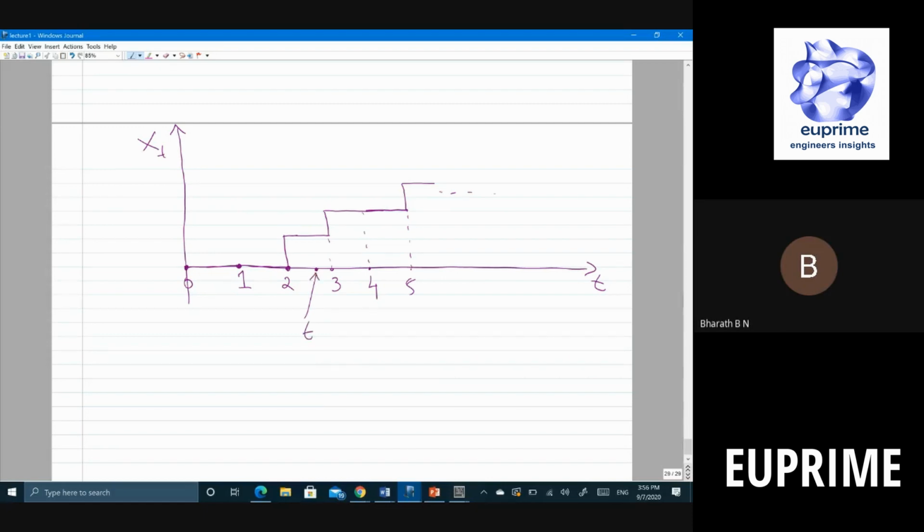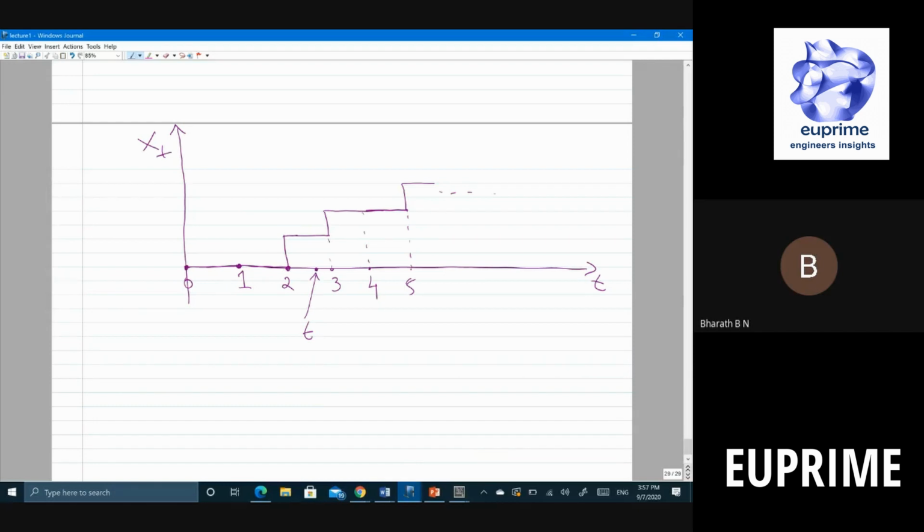Between 2 and 3. Now, what can you say about xt? Is it random or not? I mean, when I say random, at time t, you cannot beforehand say what is xt, right? Do you agree? Why is that? It depends on what happened here, right?